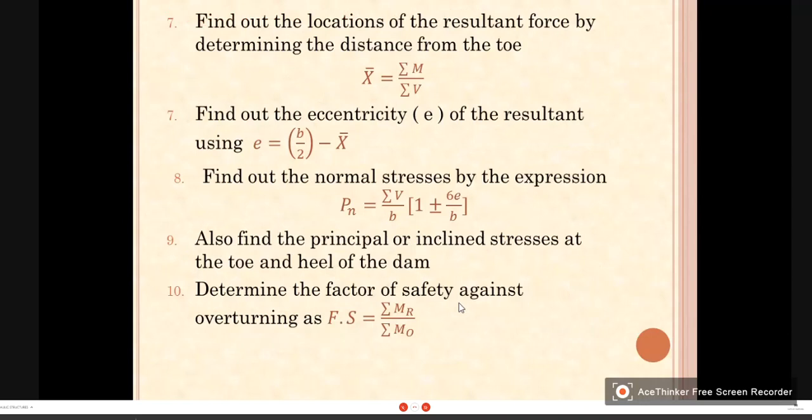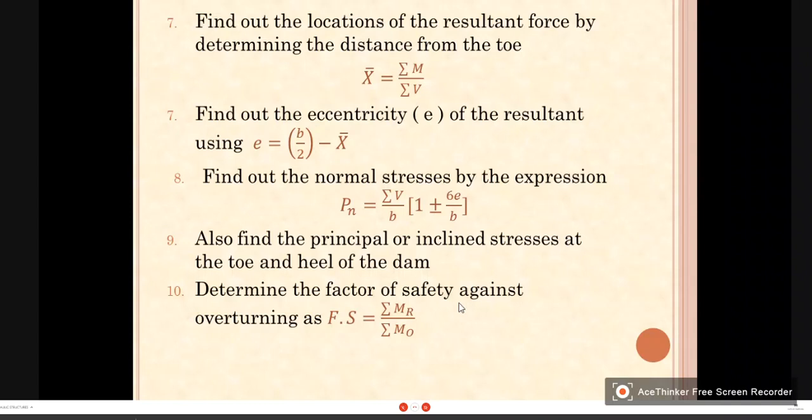And then we go through finding the location of the resultant force, that is, the determination of the distance of the toe, which can be determined by x bar, and it will come by sigma M by sigma V: the algebraic sum of the moments and the algebraic sum of the vertical forces. And then we'll go about finding the eccentricity of the forces. The eccentricity of the resultant is e equal to B by 2 minus x bar.